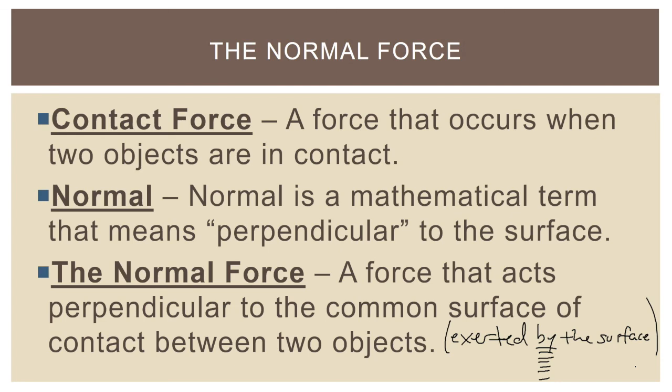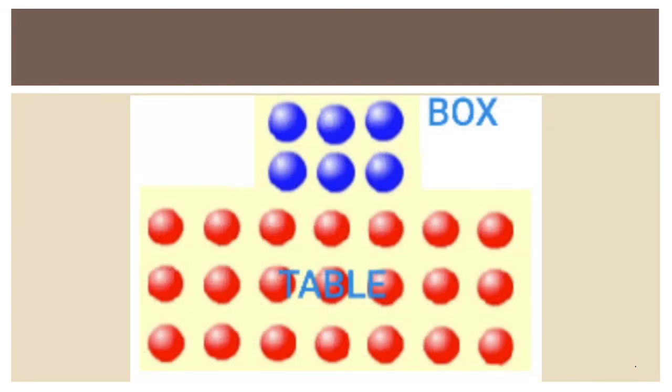And so essentially what happens when you put an object on a surface is that the valence electrons in the atoms in the box get closer and closer to the valence electrons in the table. In this case, it's a box on a table. And of course, because electrons both have a negative charge, they repel each other. And so these valence electrons can only get so close before the force of repulsion is so large that they just can't get any closer.